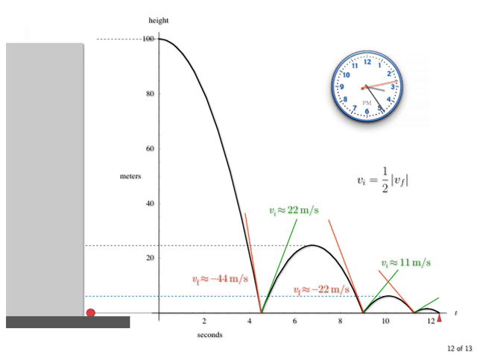Now, a better way to think of this from a physical point of view is as follows. Kinetic energy is 1/2 times mass times velocity squared. So if the absolute value of the velocity is cut in half at each bounce, that means that the kinetic energy is being reduced by a factor of 1/4. So each time the ball bounces, it loses 3/4 of its kinetic energy.